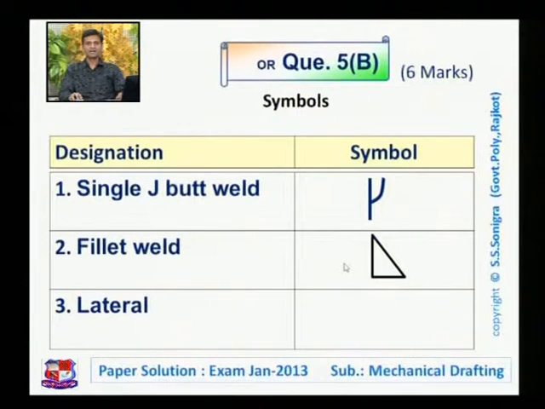The third one is lateral. Lateral is drawn like this, 2 lines and another. And here we assume that it's a flanged lateral.